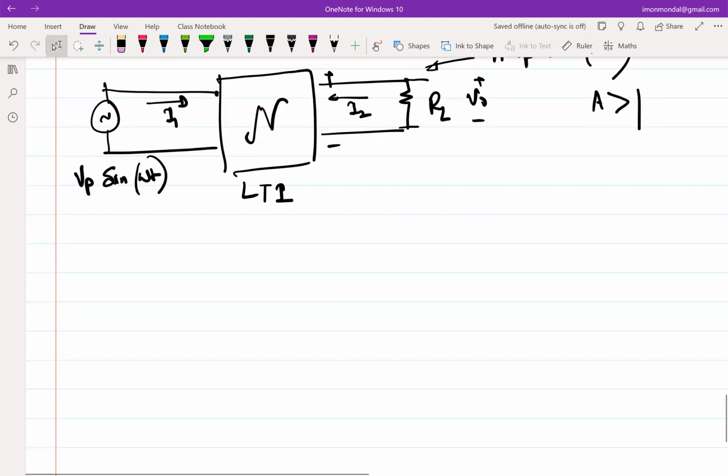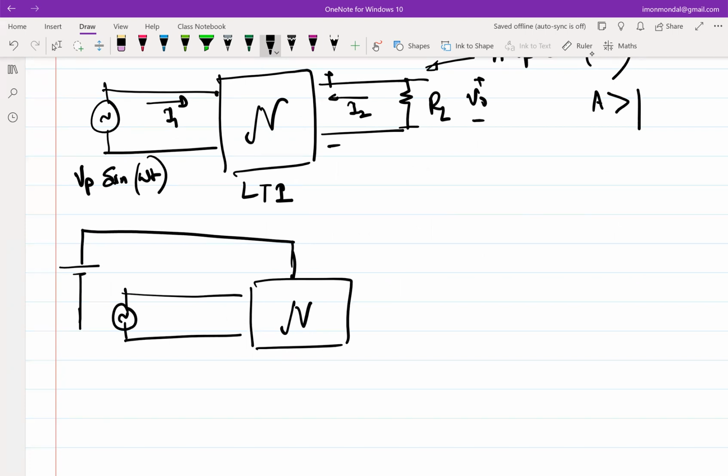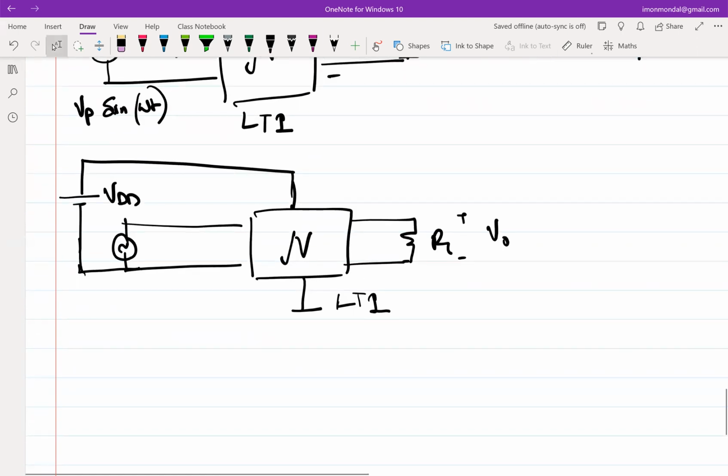So let's assume that we have another port. We could find a port inside this network N where we could stick in a battery. So now this network is still LTI. Now can we get power gain? Yes. We can get power gain because we have a VDD as source, right?